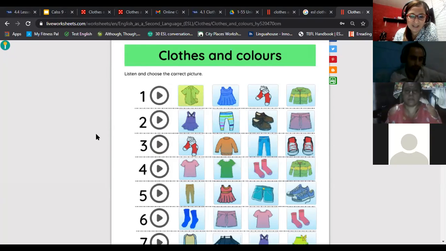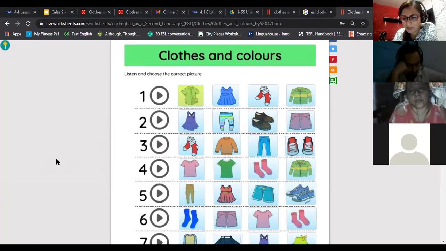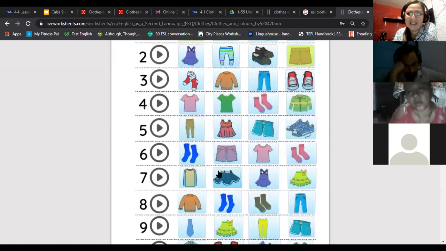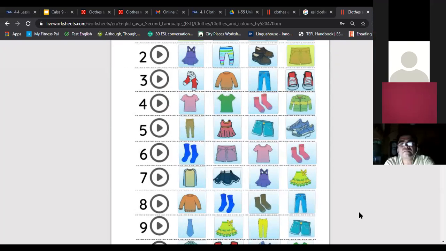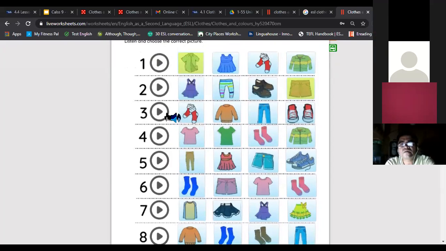Now. Purple shorts. Maritza, what do you listen? Purple shorts. Let me help you. Morado short. Purple shorts. Green t-shirt. Anna? Red shoes. Wait. You missed the number three. Sorry. Number three. Red shoes.